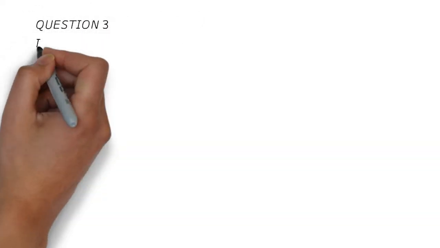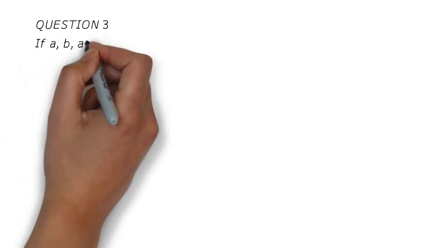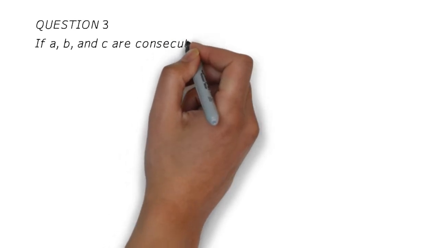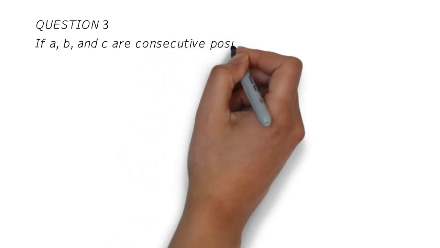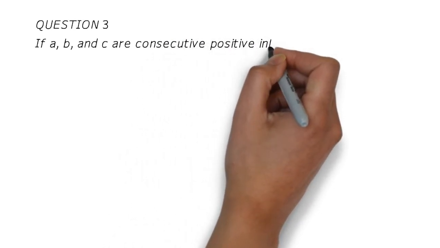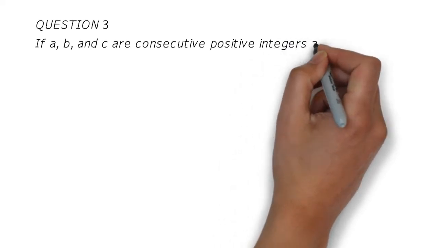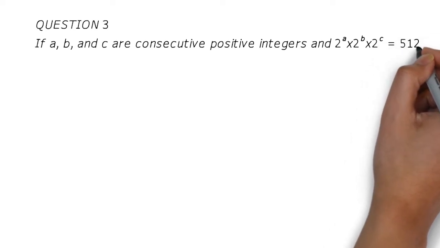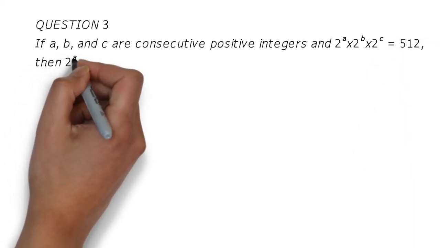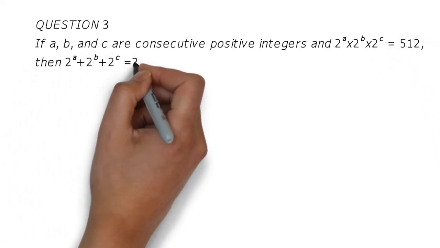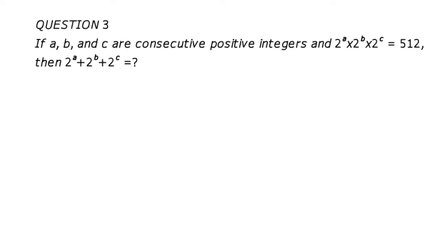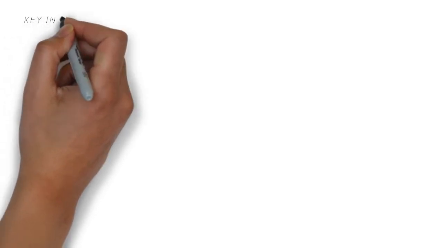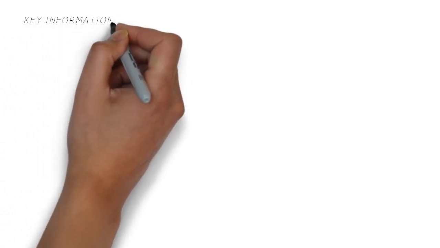Now question 3. This is a very interesting problem because we are dealing with integers now. So you have a, b, and c are consecutive positive integers, and we're given an expression. We're asked to find another expression. So how do we go about it? Let's get the key information from the problem itself.